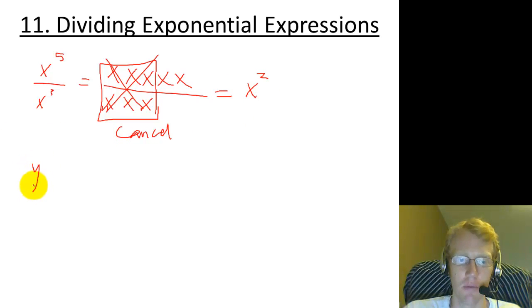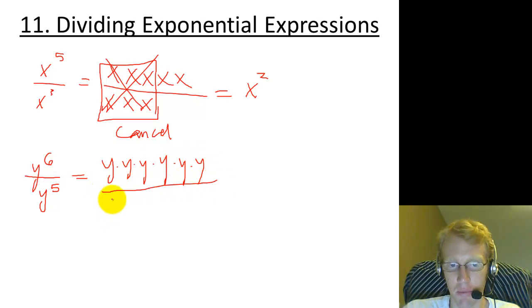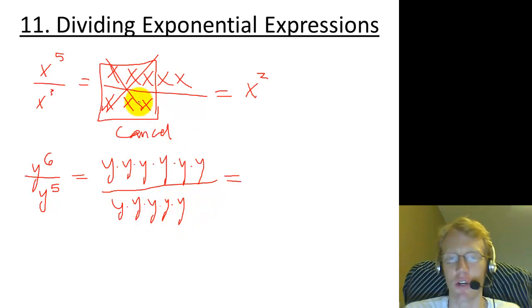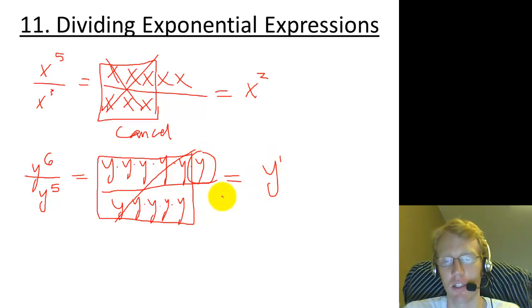Okay, let's look at another example. Maybe you have y to the sixth over y to the fifth. Then you can see that you have y times y times y times y times y times y, 6 times in the top, and y times y times y times y times y, 5 times in the bottom. And again, you can count off how many are going to cancel. You can partner up 5 in the top and 5 in the bottom to cancel out, leaving you with just one solitary y in the top, aka y or y to the first power as your final answer.